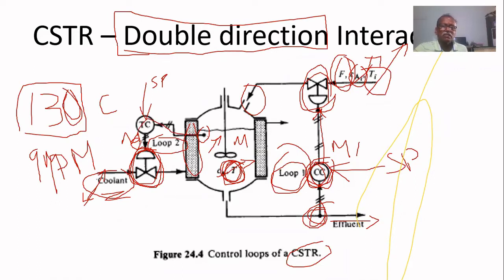That's why the temperature controller takes necessary action to change this temperature. Then coolant flow rate will increase. Because of this change in T, the CC will be affected. Any change in T, definitely CC will be affected. Then it will increase the feed flow rate. Again, the temperature will be modified because of the increased flow rate. So in this case, it is double direction. If CC changes, T changes. If T changes, composition also changes. That is called double direction interaction.